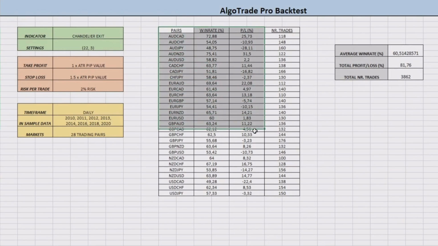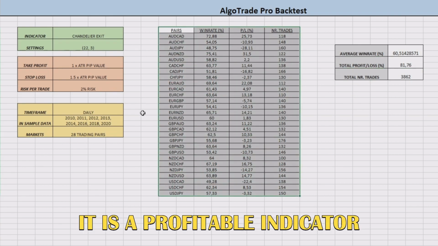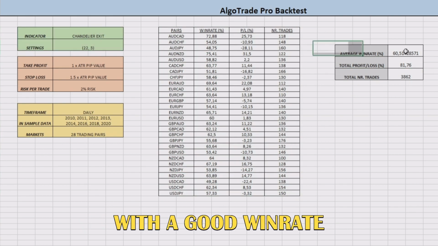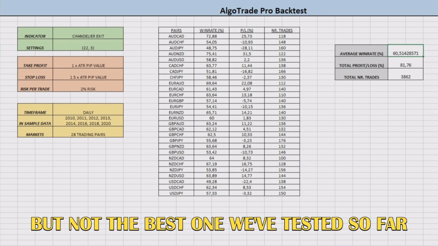Here are the backtest results from our in-sample data, and we can see that after 3,862 trades, our Chandelier Exit indicator has an average win rate of 60.51% and a profit of 81.76%. So we can see that is a profitable indicator with a good win rate, but not the best one we have tested so far.